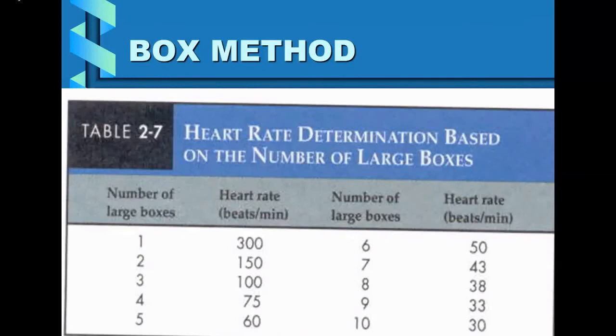Box method: the number of large boxes between the two R complexes. If it is 1, the rate would be 300. If the number of large boxes is 6, the rate would be 50. If the number of large boxes between the two R waves is 2, the rate would be 150. If the number of large boxes is 3, the rate would be 100. So this is how we calculate 300, 150, 100, 75, 60.